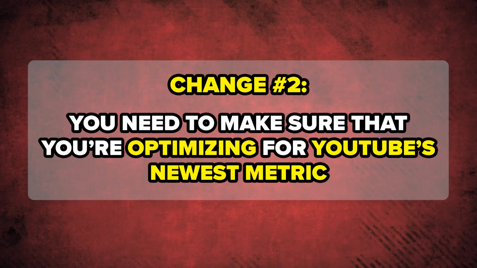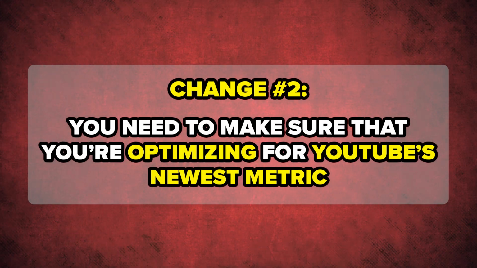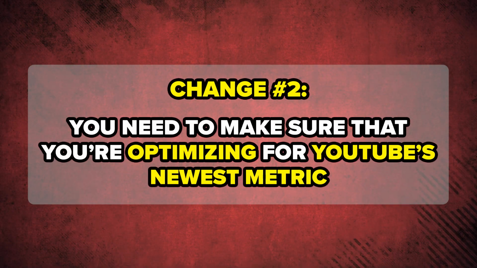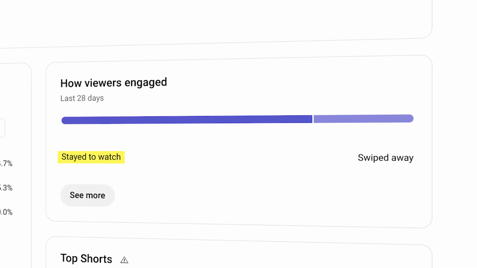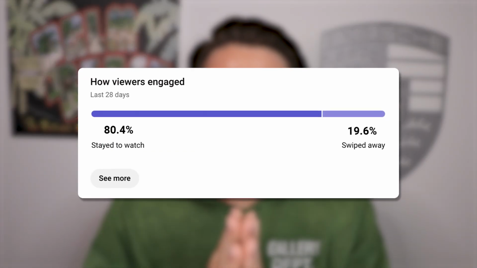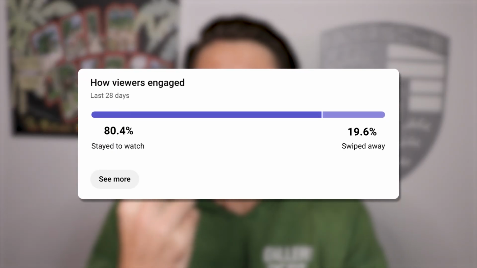Step number 2 is you need to make sure that you're optimizing for a new metric that YouTube just released. In fact, this is an updated metric. They changed the view swipe metric into now, did somebody actually stay and watch the video? And what you need to make sure of is that more than 80% of people are choosing to watch the video. And there are basically 2 ways that you can do this.